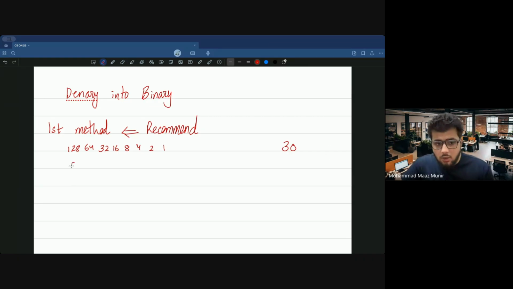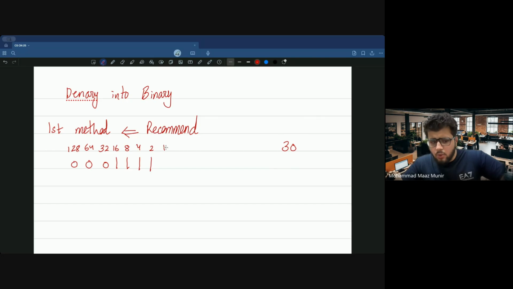So it should be a 0. 64 on? No, again a 0. 32 on? No, it's 30, again 0. 16 on? Yes, 16 should be on. 16 plus what should be giving us 30? Now we need to play with the remaining 4 digits. 16 plus 8 is 24. 24 plus 4 is 28. And finally, 28 plus 2 is 30.